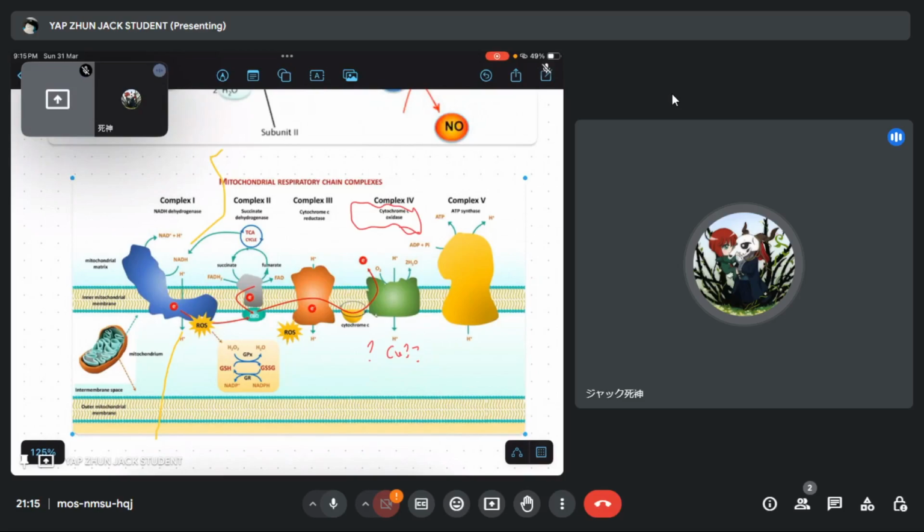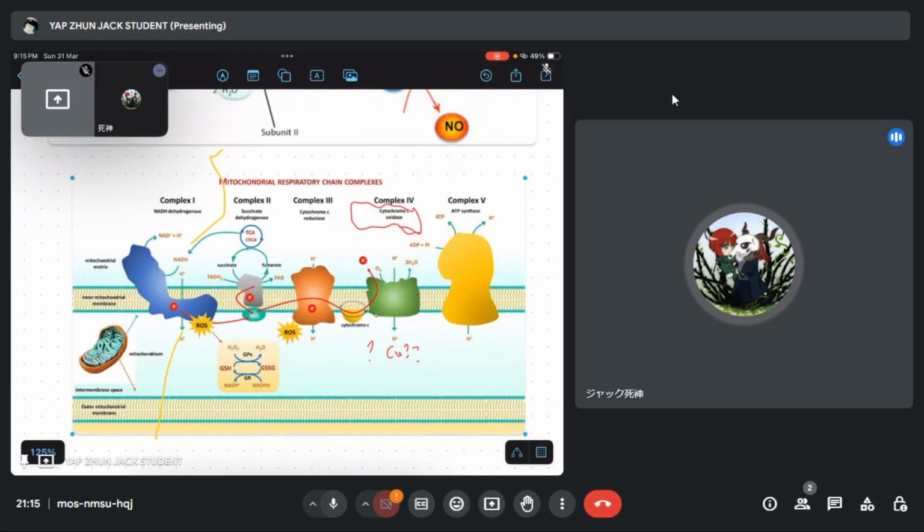Where is the copper used? Copper ion is used here. I already labeled it out. It will be used in complex 4, the cytochrome C oxidase. But from this diagram, we can't know where the copper is. You already said it will use the copper ion, but I didn't see any copper ion label.